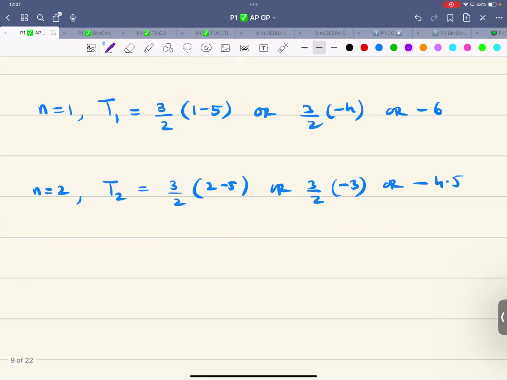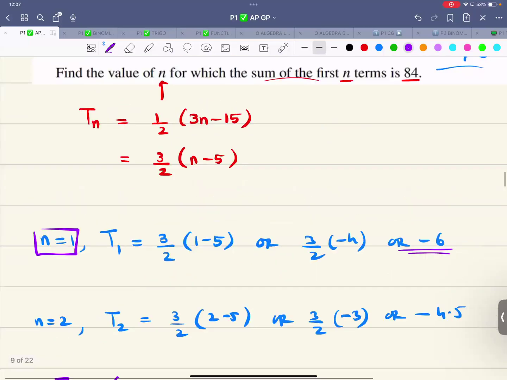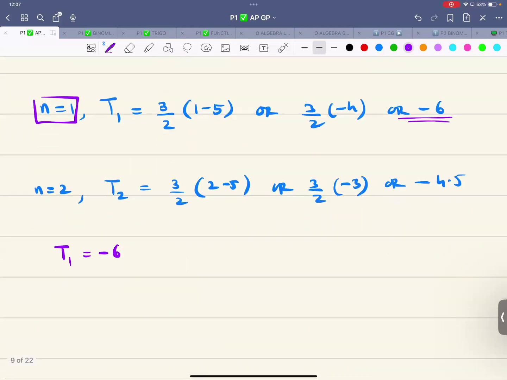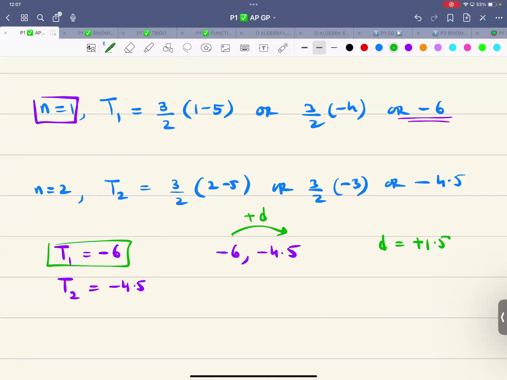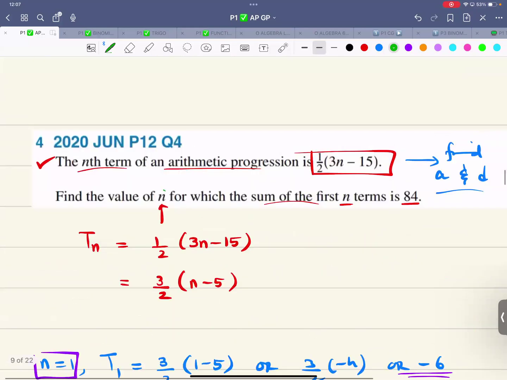Now keep in mind, when n is 1, what you are getting is term 1, that is negative 6, and this is the term formula. Usually the question is about the sum formula. This time it's about the term formula. T1 is negative 6, T2 is negative 4.5. So what is the common difference? The common difference is coming out to be positive 1.5. So we have first term negative 6, and common difference 1.5. Find the value of n for which the sum of the first n terms is 84.